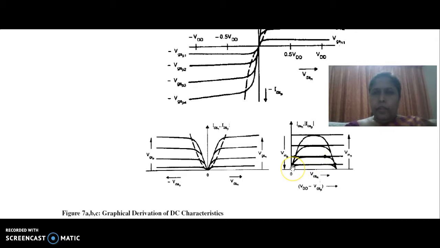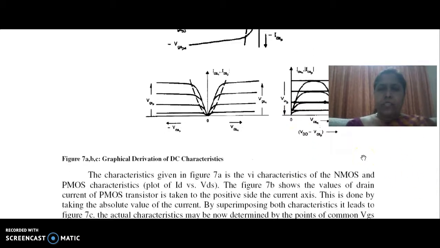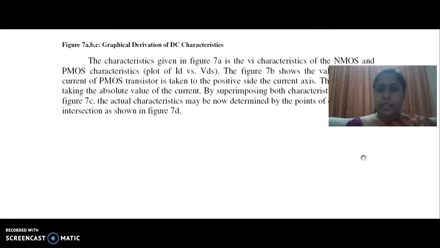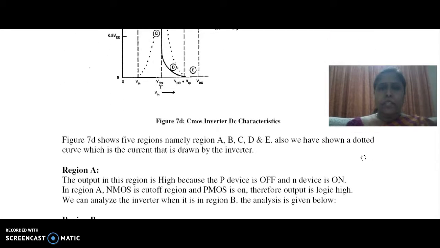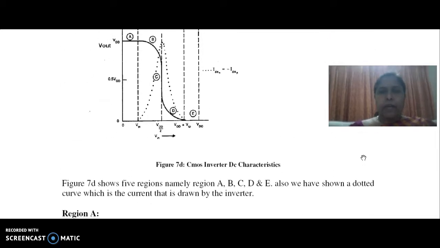So you can identify the different points of operation by identifying the curves for a given input voltage. Knowing that there are 5 regions of operation, you can find out the output in all these 5 regions of operation.